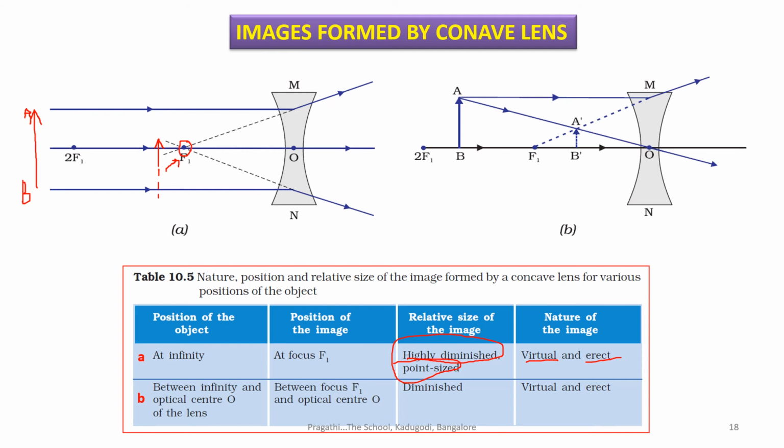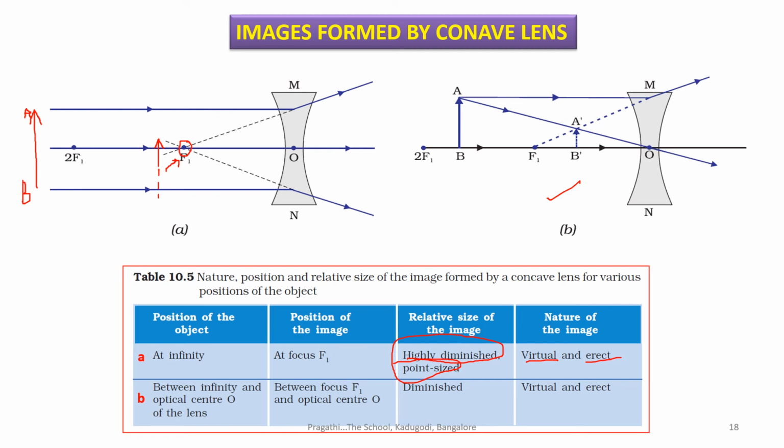Coming to condition number B, between infinity and optical center. Anywhere in between you can keep it. Object is represented by AB. So we know the rule. The two rays should come. Ray number 1, ray number 2. So when ray 1 passes parallel to the principal axis, it diverges along the focal point. One more ray passes through the optical center. That means both are meeting, right? Both are meeting, and here the image is formed.